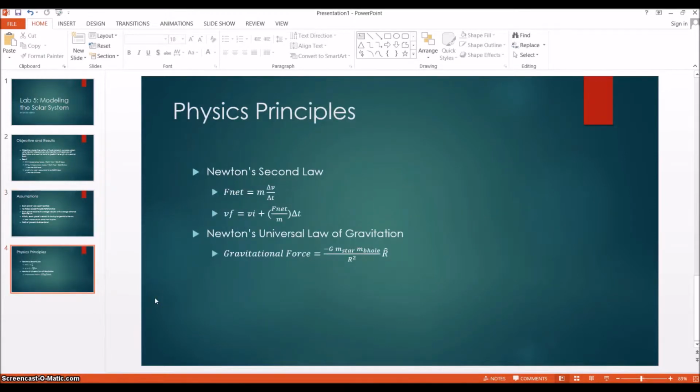One of the physics principles we are using is Newton's second law, which is F net equals mass times delta v over delta t. This can be rearranged to solve for final velocity, which can then be used to update the position of each planet. Also, Newton's universal law of gravitation will be used to calculate net force. We used this in the past, but instead of using data points to find the force of gravity, we're instead using this formula to predict the motions of objects.